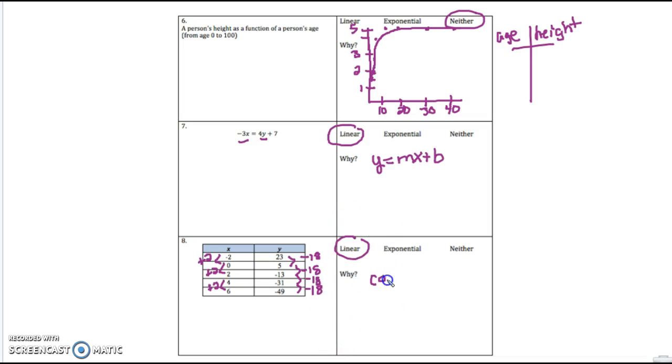It has a constant rate down. And you also could, your slope would be your change in your y, which is negative 18, over your change in your x, which is positive 2. So that slope is negative 9. You could draw a graph if you wanted to. You would be able to see that that is linear.